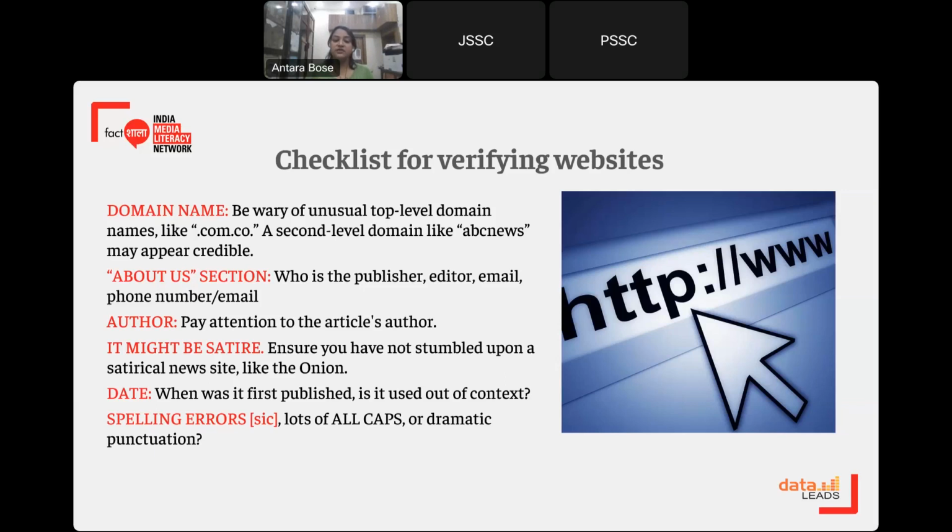So date, please check the date when it was first published. Is it used out of context or within the context? And spelling errors. Usually when there is a mistake or a false news, there are a lot of spelling errors.